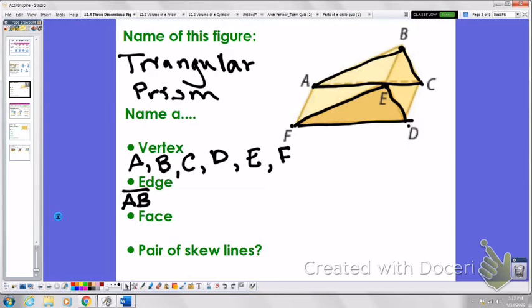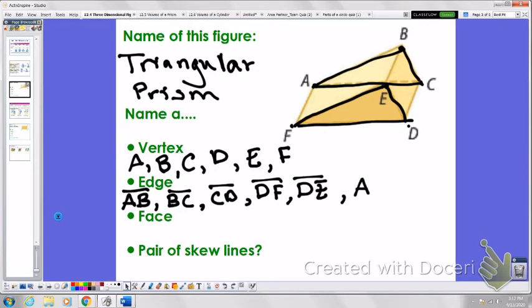So we have segment AB, segment BC, segment CD, segment DF, segment DE, line segment AF, and then going across the top there we also have segment BE. I think I got all of them there.